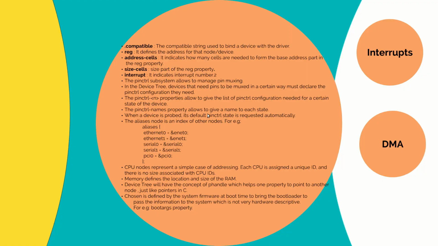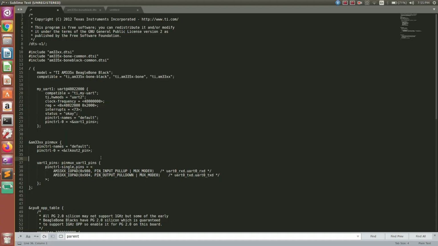If you want to use a particular one, you can mention it over there, so it will allow you to give a name to each state. When a device is probed, the default pin control state is requested automatically. So whatever state we were mentioning over there, it will get it done. As you can see here, this uart1_pins, and the name is the default we are using.